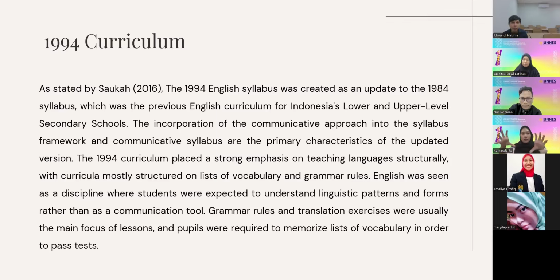It is actually not wrong, yeah. This was just right for the time. Maybe in the curriculum 94 era, there were not a lot of people who went abroad, so English was just for the ones who wanted to learn it. So memorizing vocabulary and grammar rules was a must for them. And it is just like that. So, the next slide.